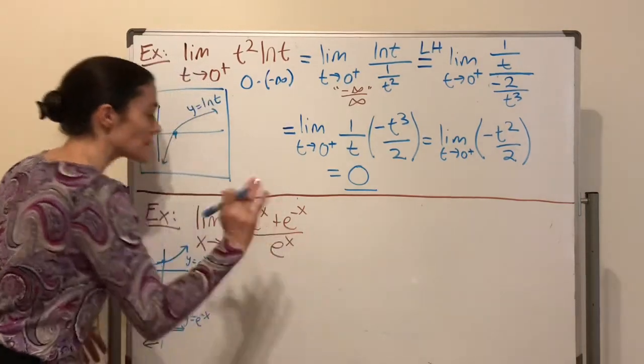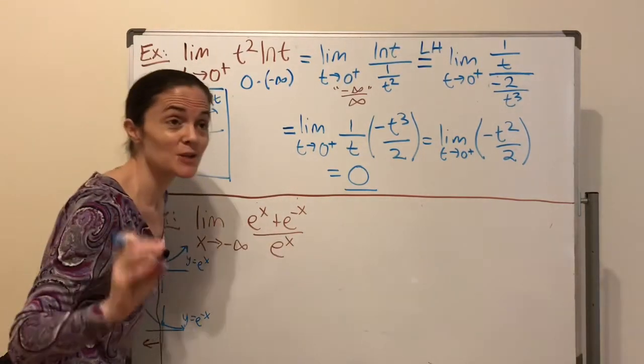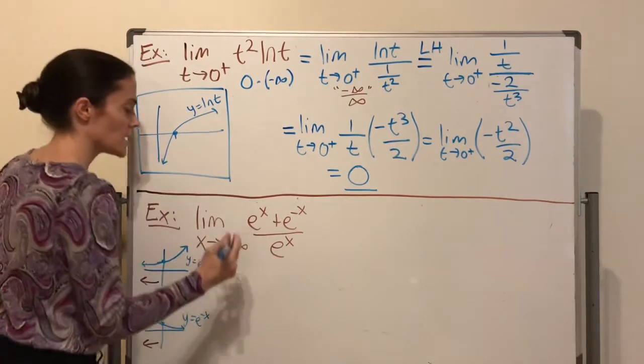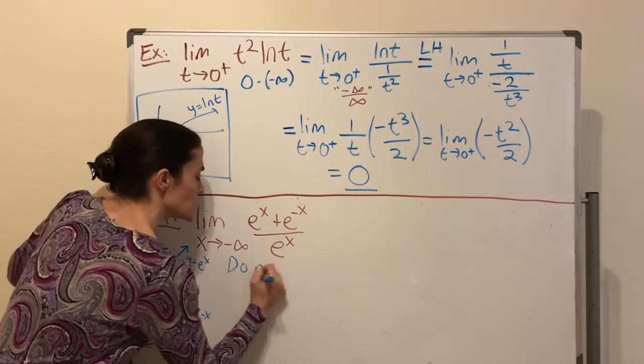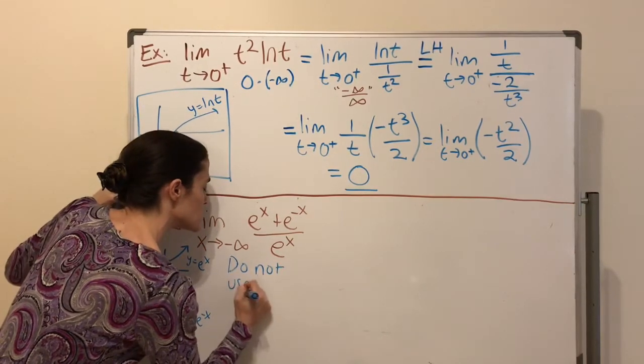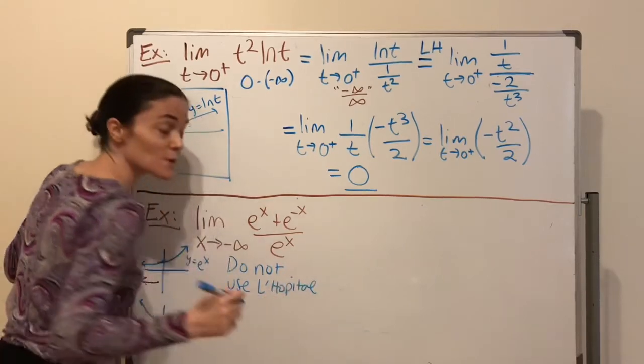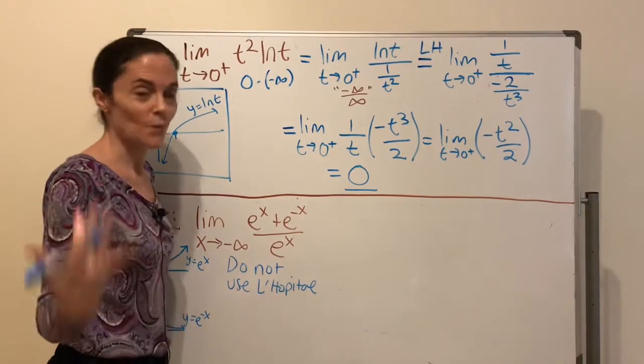So this is not L'Hopital because we do not get an indeterminate form. It is not of the form 0 over 0 or infinity over infinity. So I'll just say do not use L'Hopital. As I mentioned at the beginning, we don't always use it, and we will see some more where we don't.